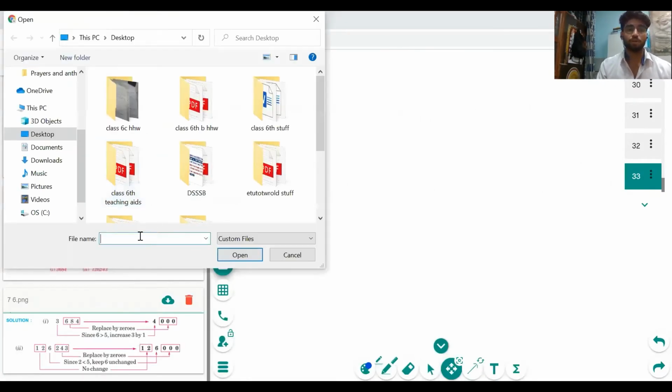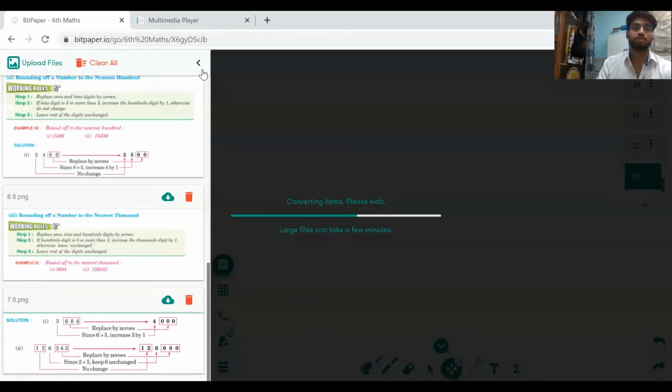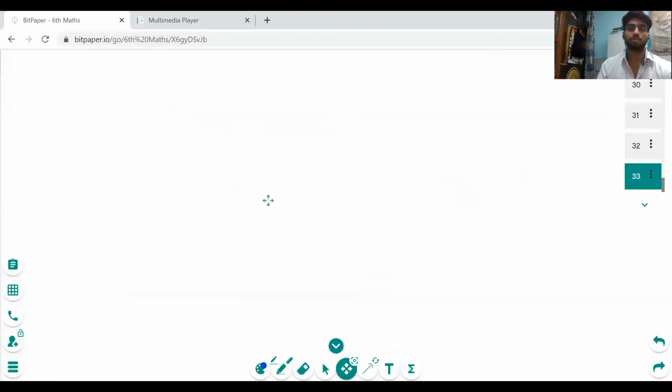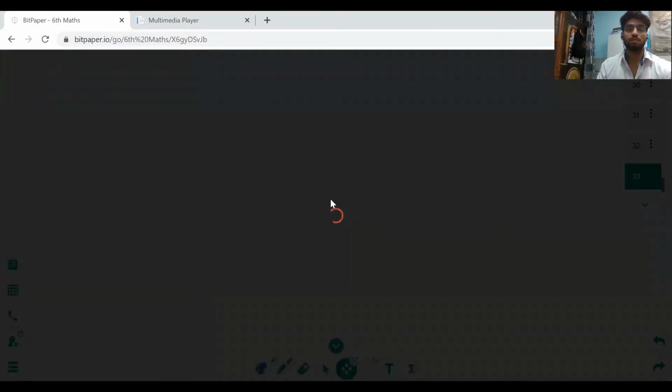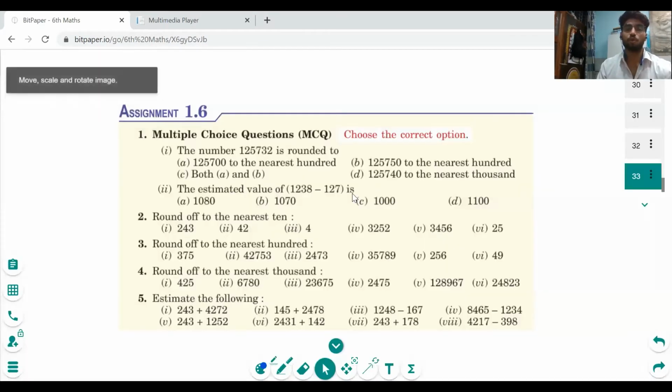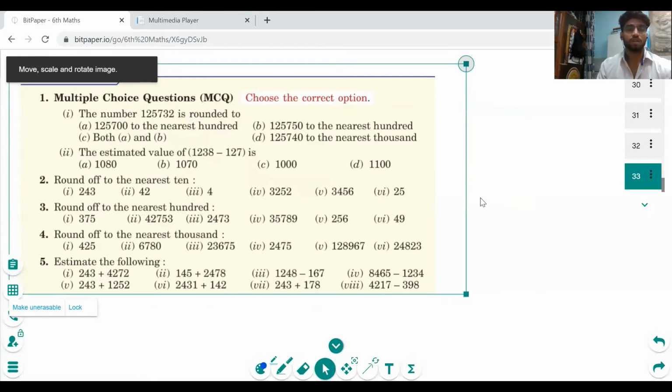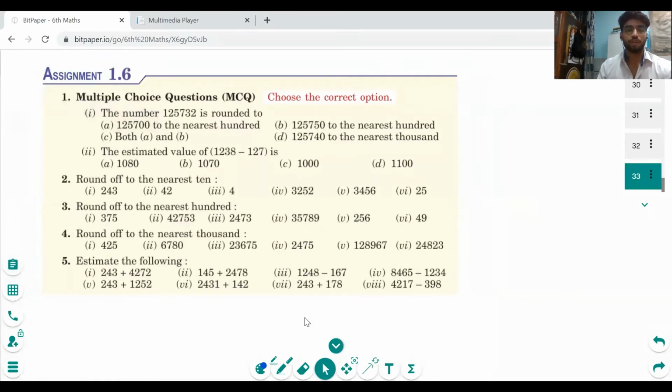Okay. Let me upload your exercise over here and let's practice a bit from there. So we are going to do it from there. And here we go. Voila. Okay. So first of all, we are going to do rounding off ones. This question we are going to do the second one, the third one, and fourth one. See, so many questions we can do now.